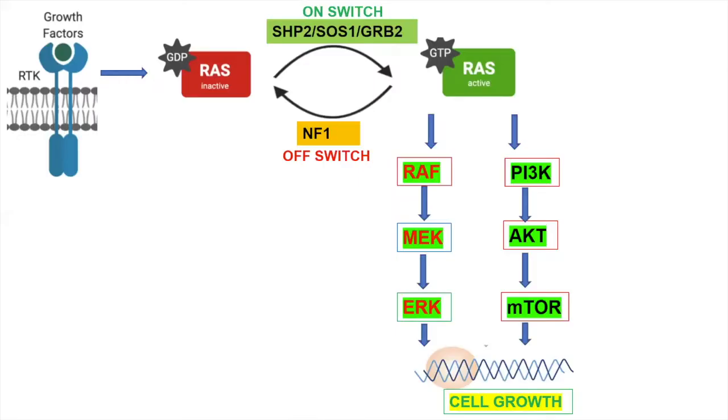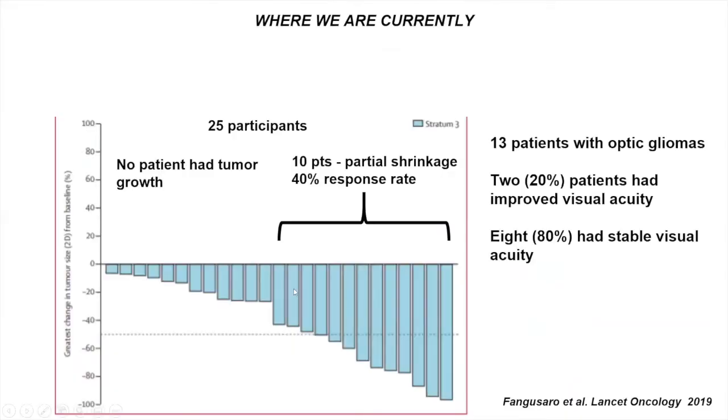Now, simultaneously, while this study was going on, another consortium called the Pediatric Brain Tumor Consortium conducted a study with a different drug called Selumetinib, also known now as Koselugo, which targets the MEK gene. And this is a MEK inhibitor. And there were 25 participants with NF1 associated low-grade gliomas on this study. And as you can see here, what I've shown you are the results from the study.